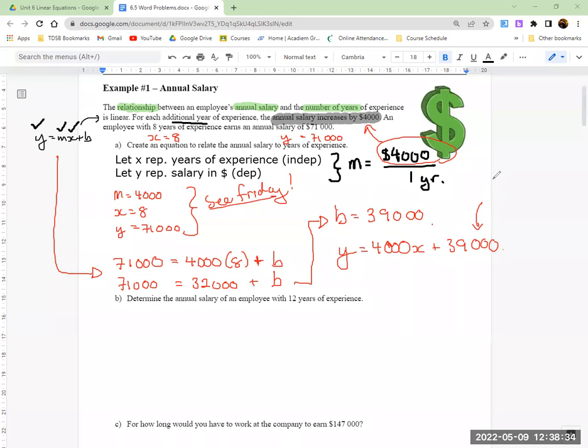Correct. That makes sense because if the number of years I worked was 0, 4,000 times 0 is nothing. Y would equal just 39,000. Graphically, if my X value was 0, my Y value would be 39,000, and I'm going up by 4,000 every single year.